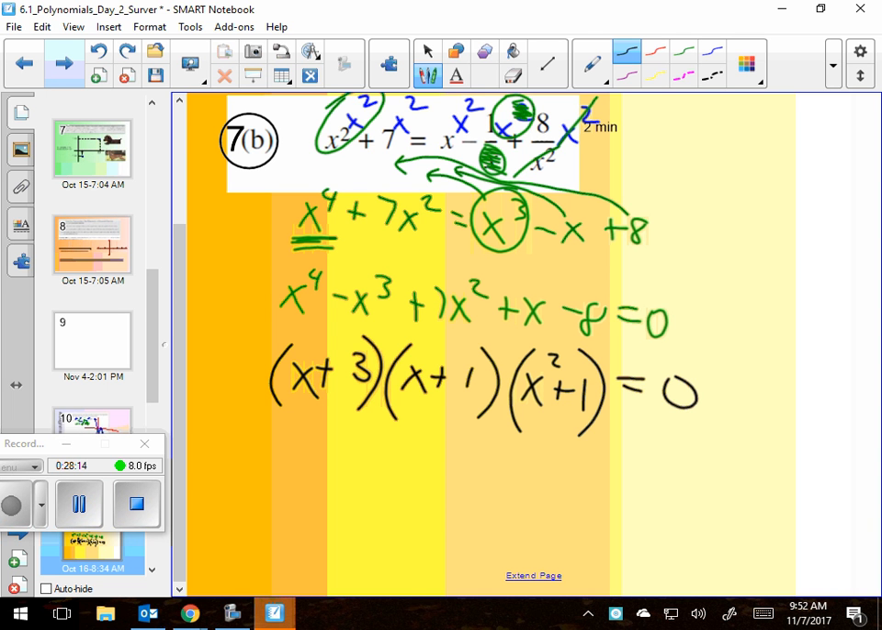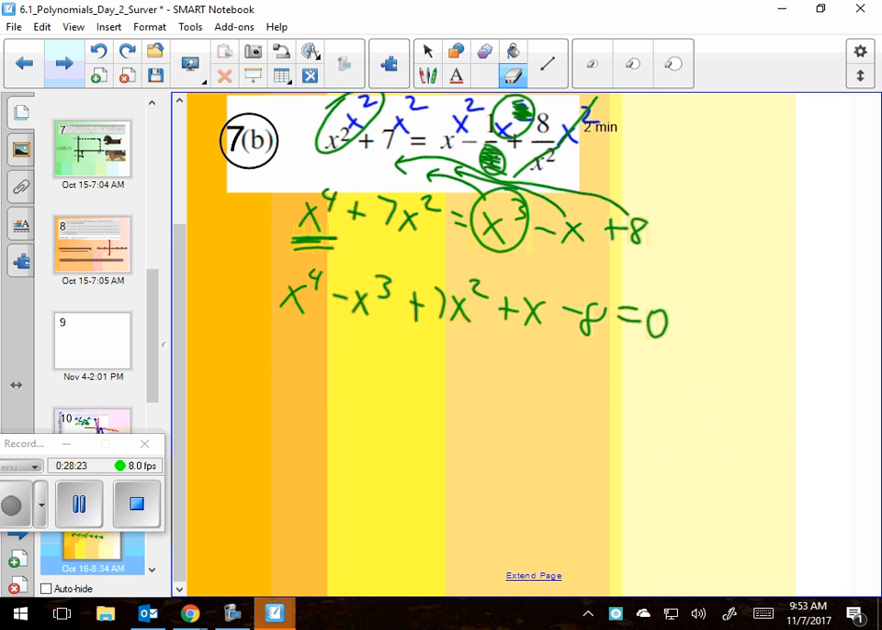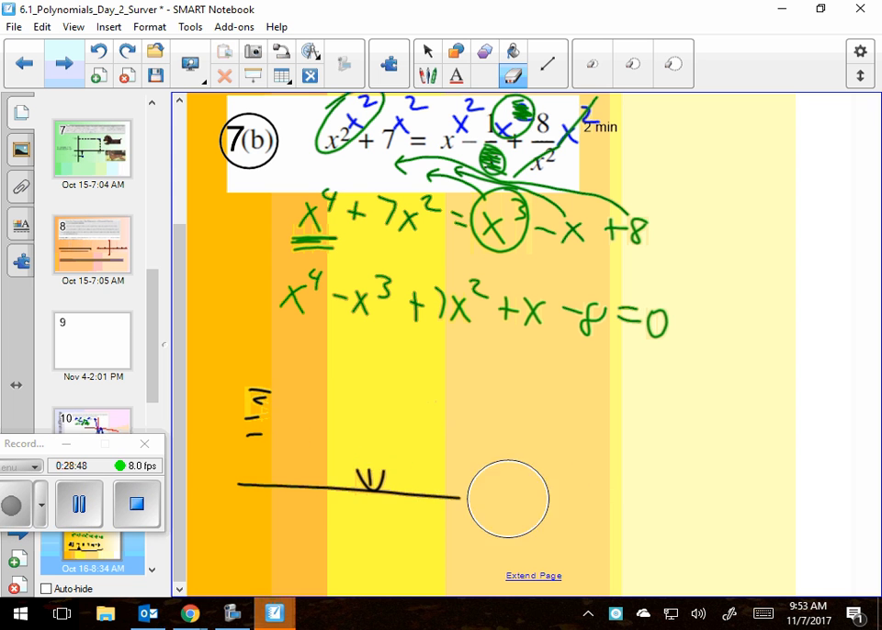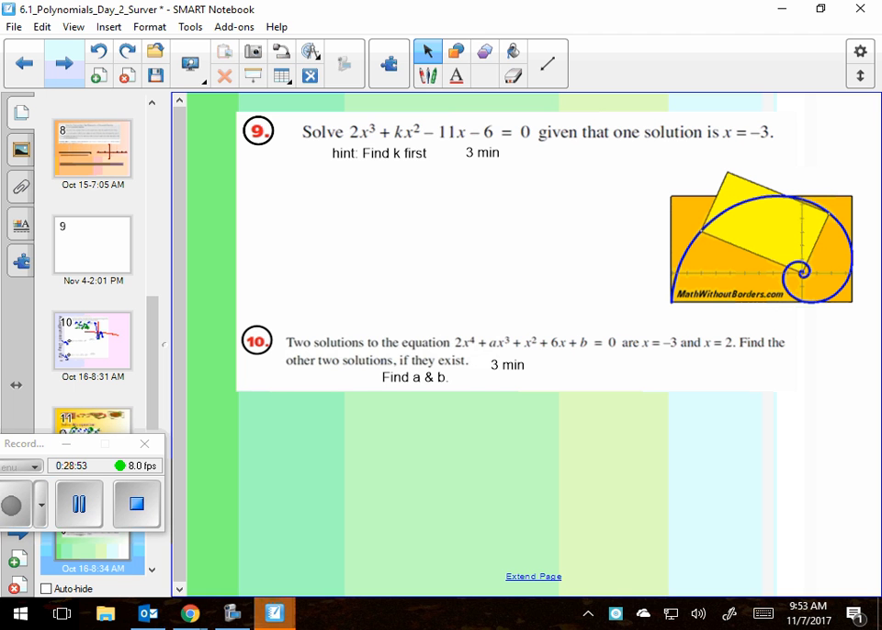But I feel like I'd be trying to cram too much into today if I try to teach you how to do that. So we'll leave 7b at this point. We'll see if we can do more factoring like that later. It involves synthetic division. Does that ring a bell? Synthetic? Where you go like this. It's been a while since you've done that, but anyway, don't worry about it for right now. Move on to this one.